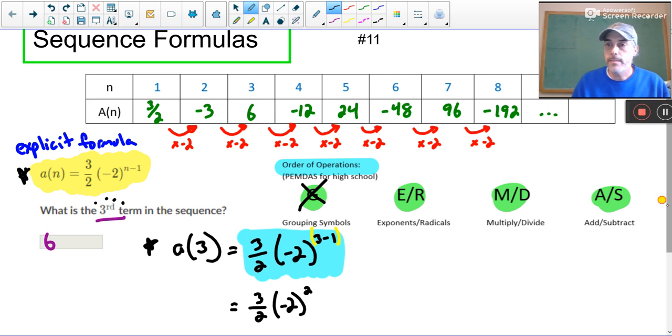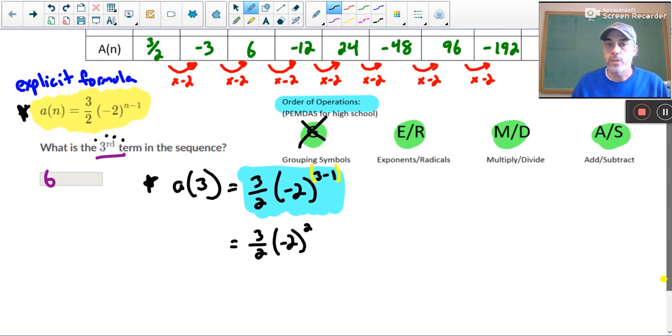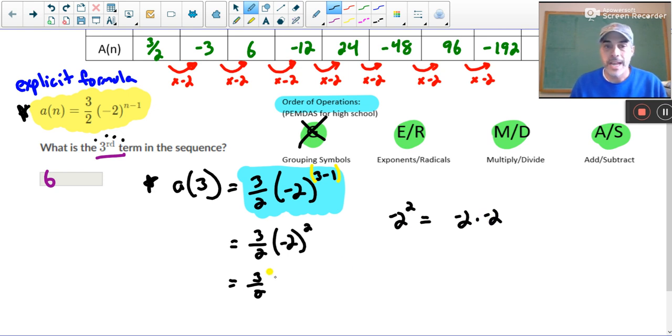And so that's telling me that I need to next consider -2 squared. So I'm going to evaluate -2 to the second power. Now, -2 squared literally means -2 times itself. Negative times a negative is positive. So now I'm dealing with 3 over 2 times 4.